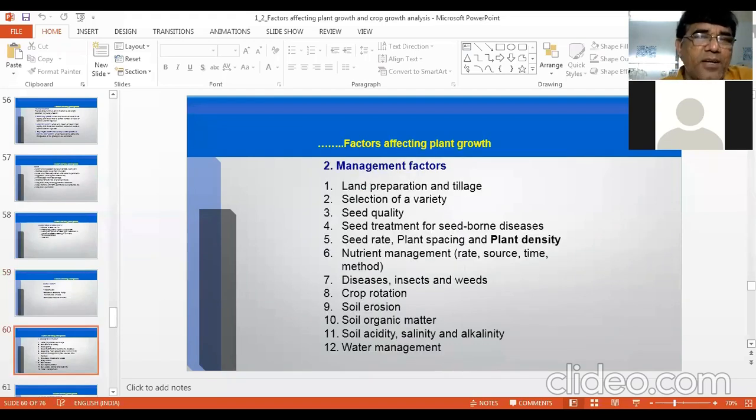Now, management factors are all your agronomic factors that affect the growth of the crop. You understand the role of tillage, selection of variety, seed quality, seed treatment for seed-borne disease, seed rate, disease, insects, weeds, crop rotation, soil erosion, organic matter, water management. So all these management factors can affect the growth. If I ask you how soil organic matter will affect the growth of the crops, what will be your answer?